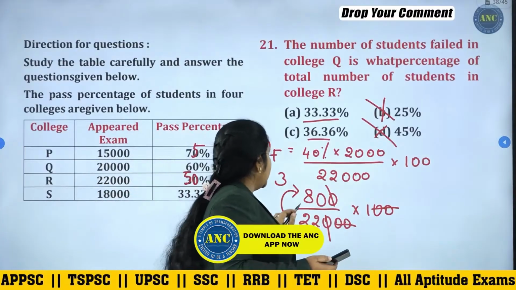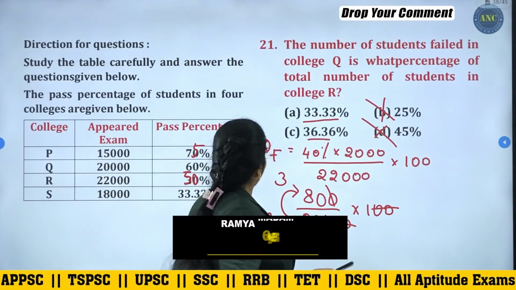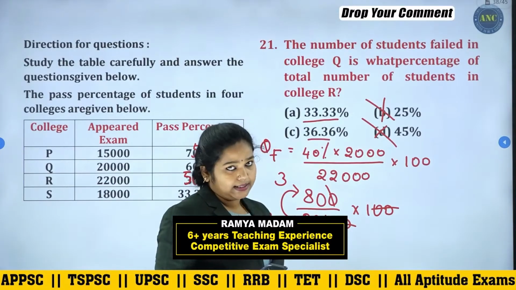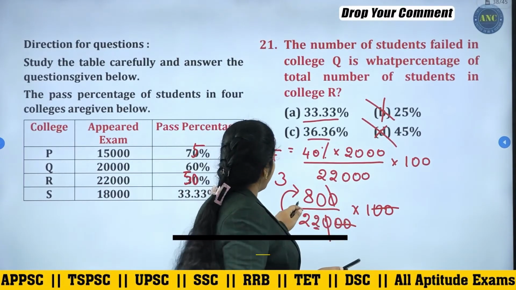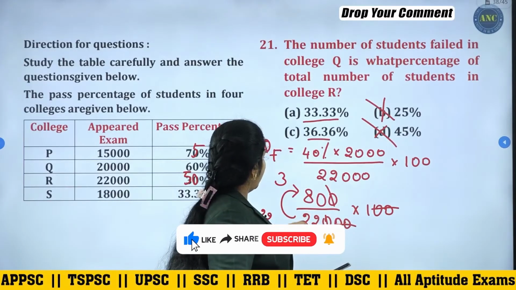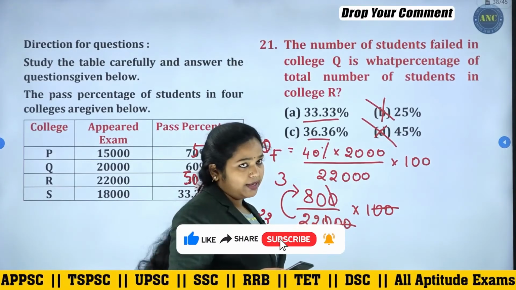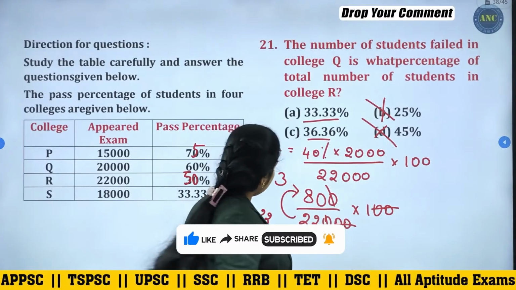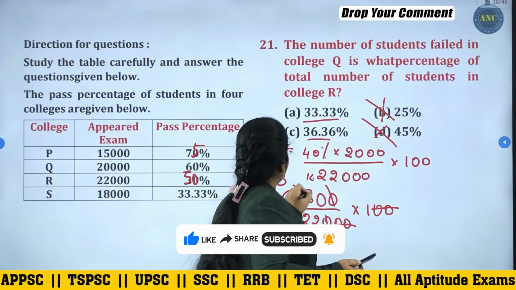Now, 22 3s are how much? 66. How much is remaining here? 4 here, 70 plus 10. 14 is remaining here.